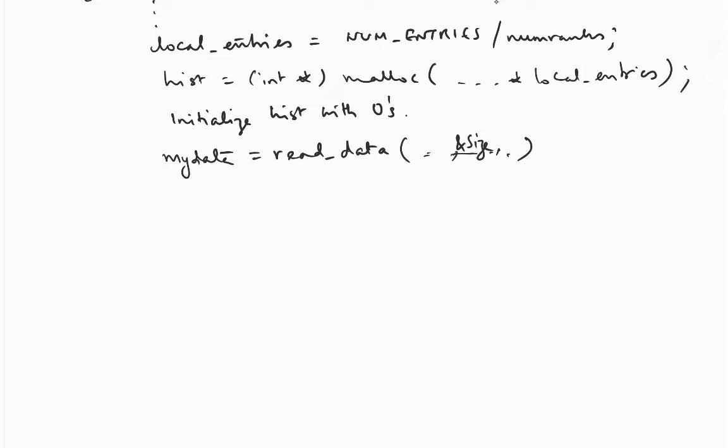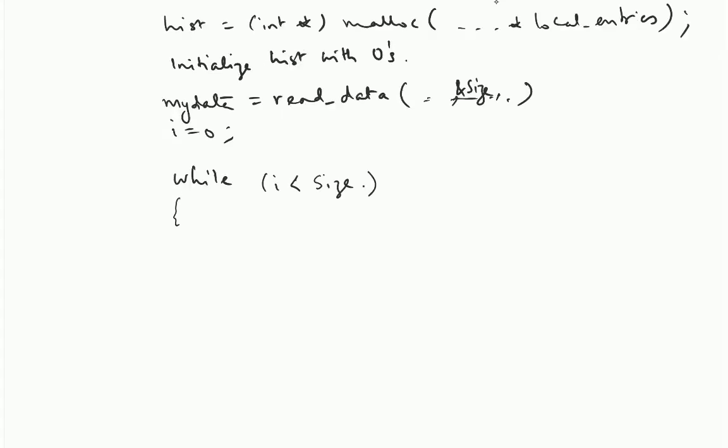So what am I going to do? I am going to run a loop. Let me keep a counter, I equal to 0, and while I is less than size, I have to go through all the data and send it to the corresponding processor. So while I is less than size, I am going to look at the next data.